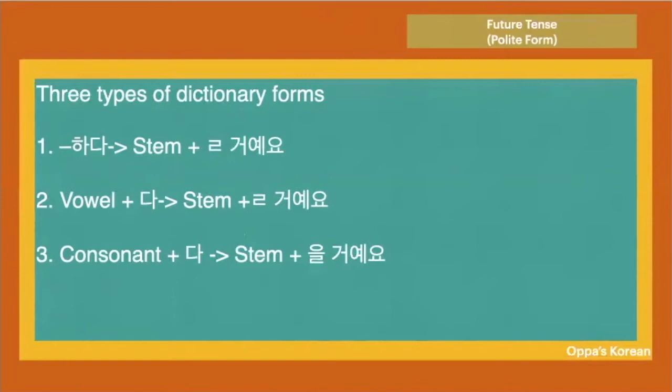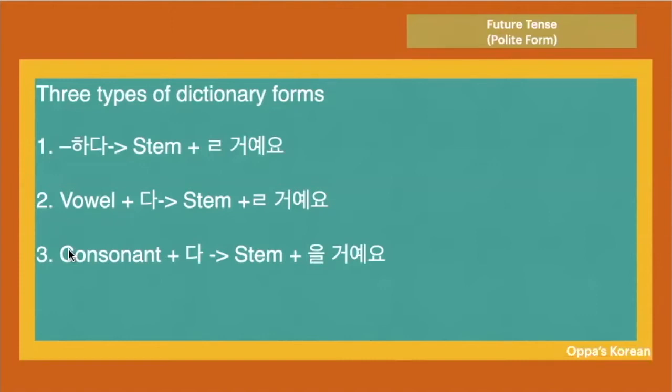In this video, we will explore Korean future tense. As I mentioned in the present tense videos, we will divide verbs into three groups. Group 1, verbs ending with 하다. Group 2, verbs ending with vowel plus 다. Group 3, verbs ending with consonant plus 다.